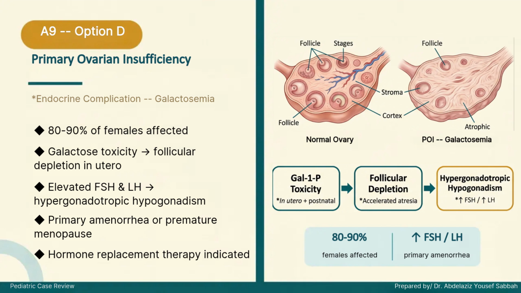This is the classic endocrine complication of galactosemia in females, affecting 80 to 90% of them. Galactose toxicity causes follicular depletion that begins in utero and continues after birth through accelerated follicular atresia. Because the ovaries fail, estradiol is low while the pituitary drives follicle-stimulating hormone and luteinizing hormone upward. This pattern of low estradiol with high gonadotropins is called hypergonadotropic hypogonadism. Clinically, it presents as primary amenorrhea or premature menopause, and hormone replacement therapy is indicated to support pubertal development and bone health.